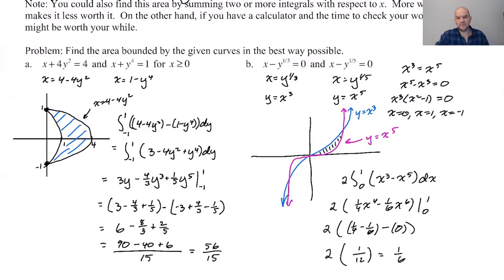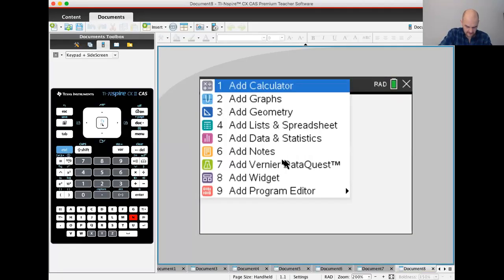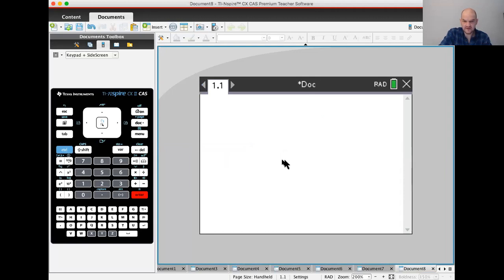All right, let's check both of them on the calculator and then fix the things that need fixing. So first thing, I'm just going to do the integral here. Integral of 4 minus 4y squared minus 1 minus y to the 4th, with respect to y, from negative 1 to 1: 56/15. Woo! We could probably graph that too, but I'm feeling pretty good about that. Let's try the next one.